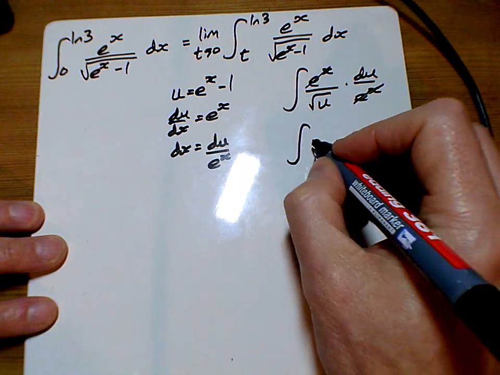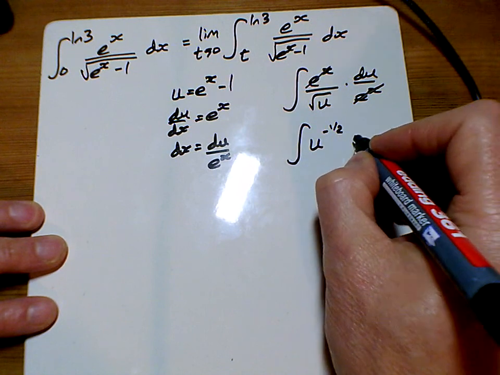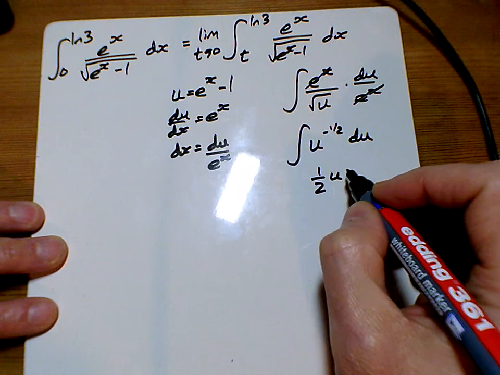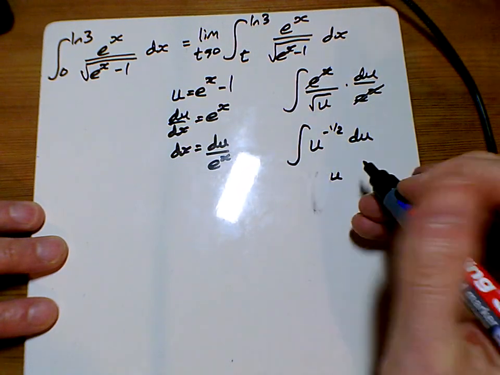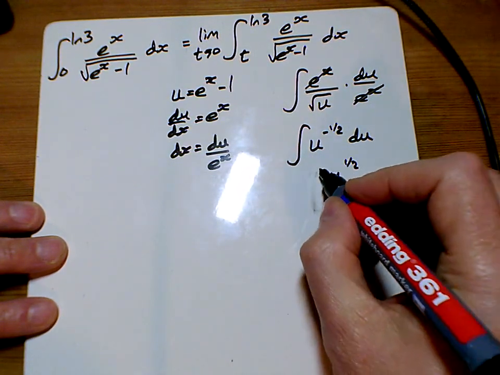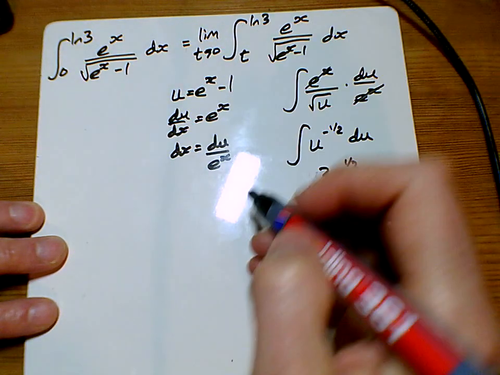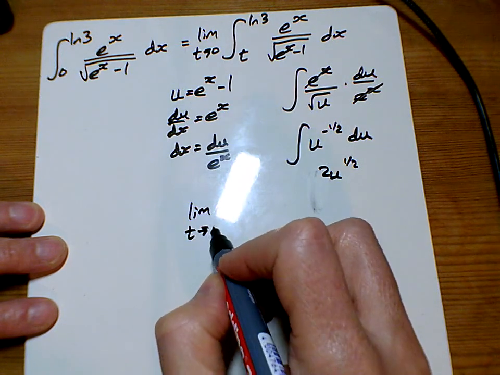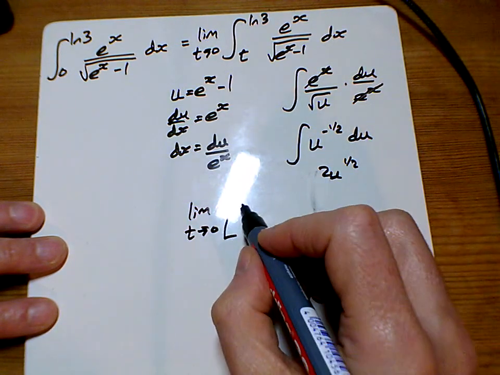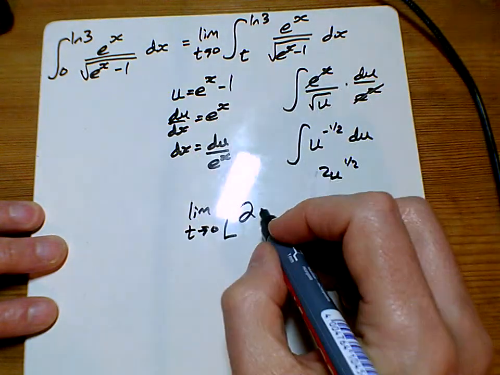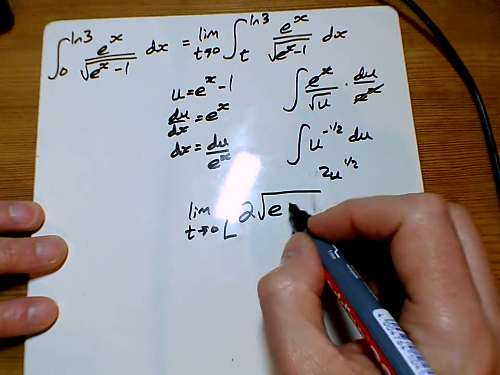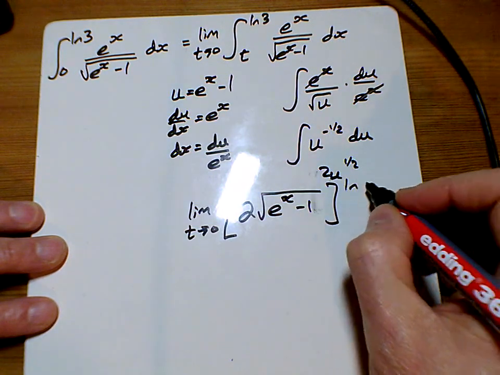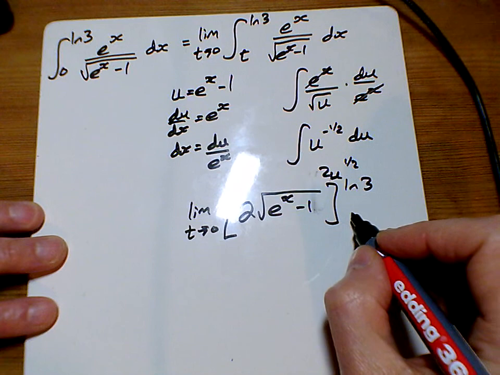So the integral we're looking for is just u to the power of minus a half du, and when you integrate that, you're going to get a half u, no you're not, you're going to get u to the half divided by a half, which makes 2. So this integral that we were doing back here, we go back to that now. So we're doing the limit as t tends to 0 of 2, and what was u? It was that thing there. So 2 e to the x take away 1, and we're doing that between ln 3 and t.